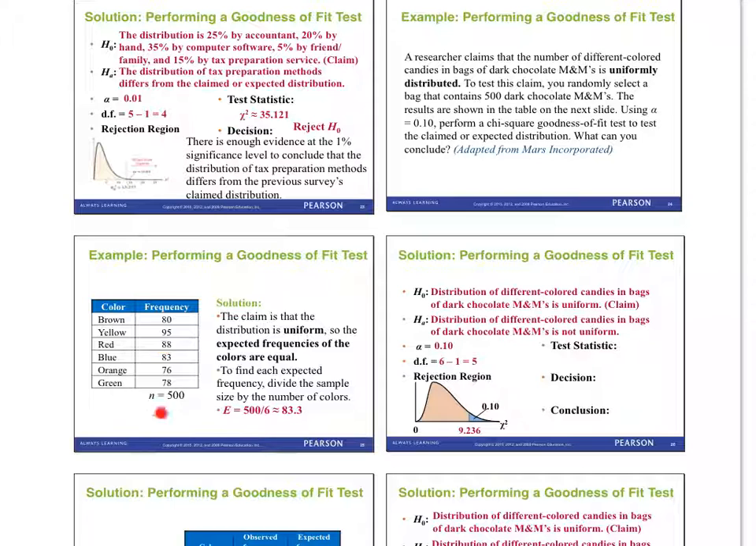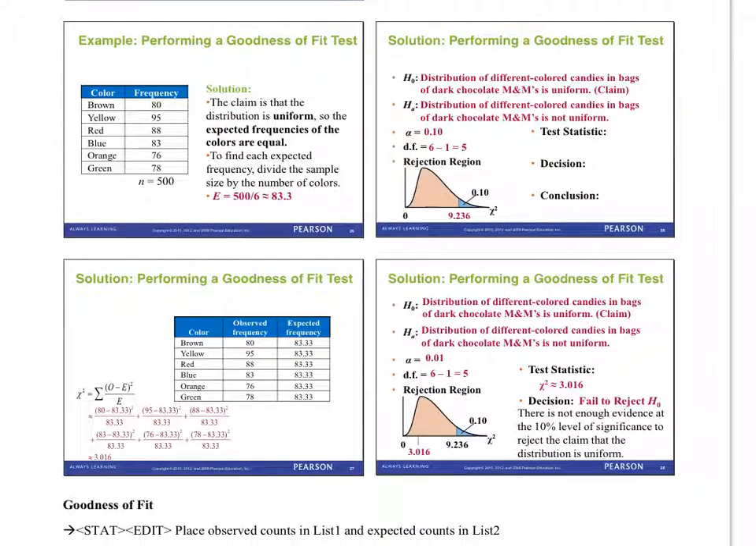After dumping out the 500 M&Ms and counting the colors, we have these. Now if these 6 colors were all uniformly distributed, check out what E would be. E would be 500 divided by 6. The expected frequency would just be 83.3 for each of the colors. And we need to know if these numbers right here, 80, 95, 88, 83, 76, 78, are significantly different from the expected value of 83.3.